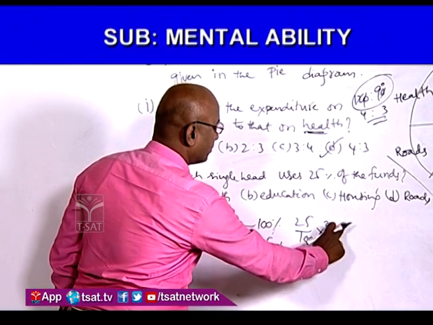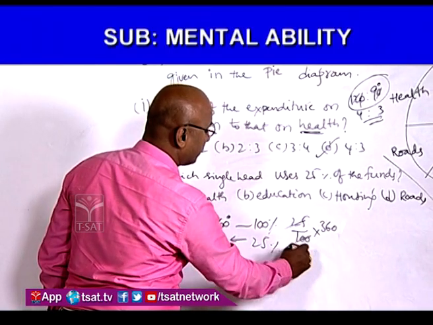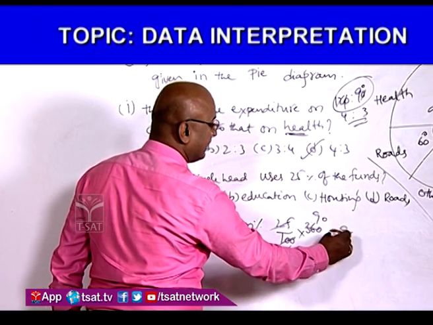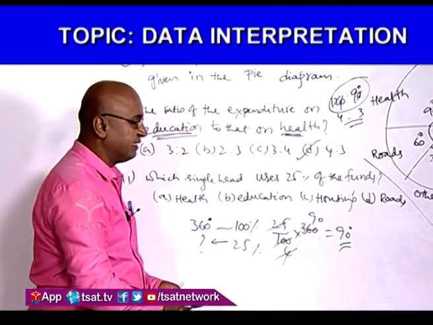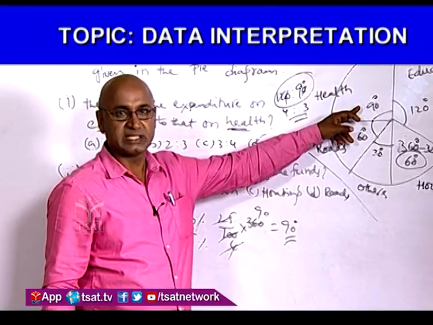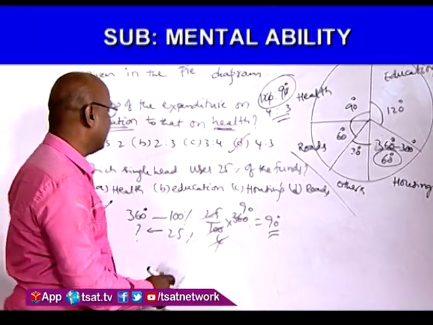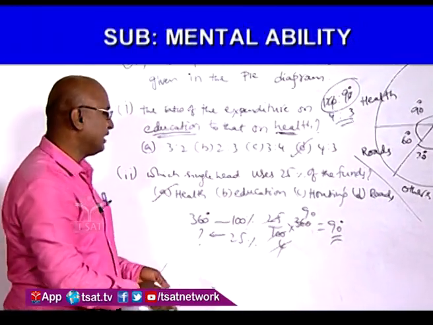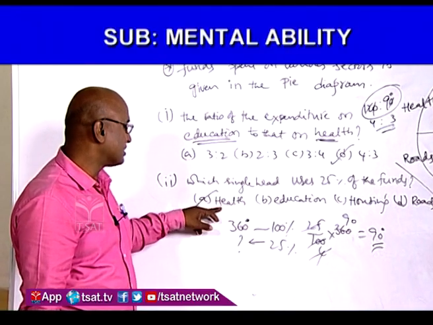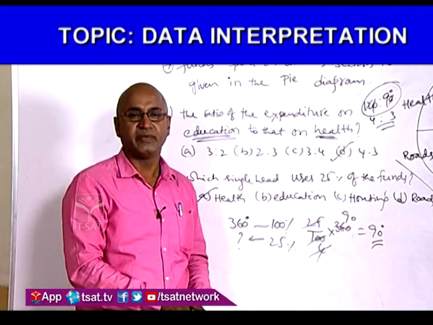That is equal to 25 ones, 25 fours, 4 nines are 36. So 90 degrees. So where is it 90 degrees? Here health is the 90 degrees funds allocation sector. So the answer is health. The health sector utilizes the 25% of the funds.